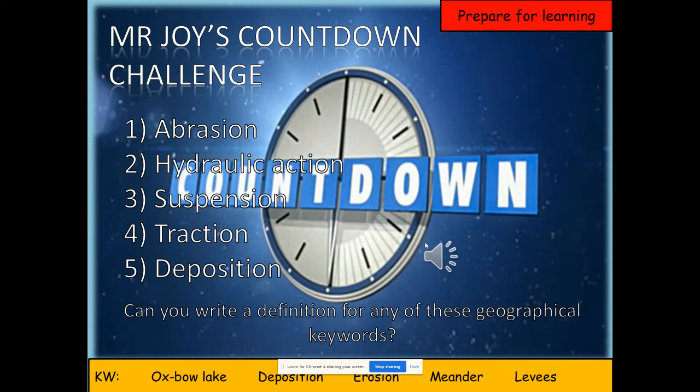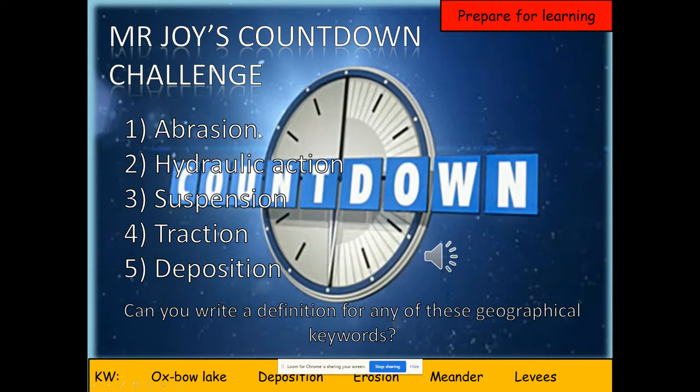Okay, so how did you get on? Let's take a look, shall we? Let's go through these. So first of all, let's look at the processes of erosion. So that's either vertical erosion, so downwards, or lateral sideways erosion. And the first of those terms there, abrasion.